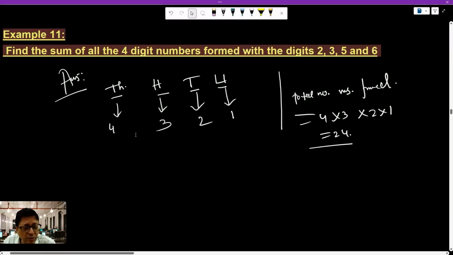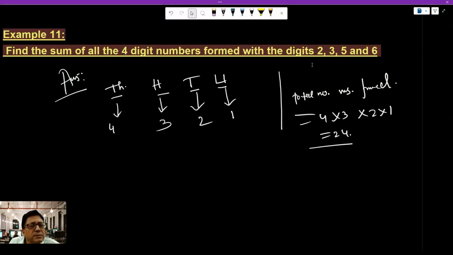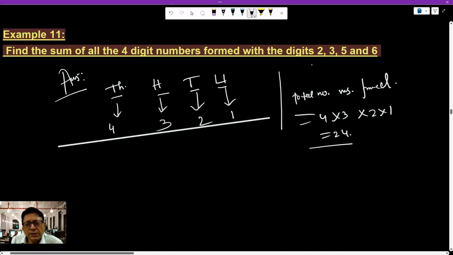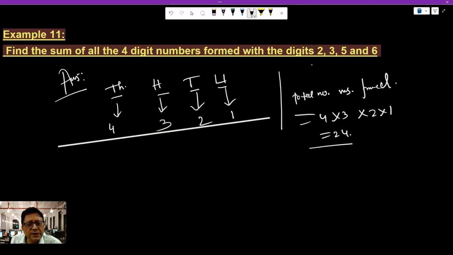Are you going to add all these 24 numbers? Is it possible in this world? Can we add these 24 numbers? Then why are you doing maths? You have studied so many years. You are not here to add 24 numbers manually to get the sum. What you have to do there? You have to use some technique where you can find the sum of the numbers at units place, tens place, 100 place, 1000 place.